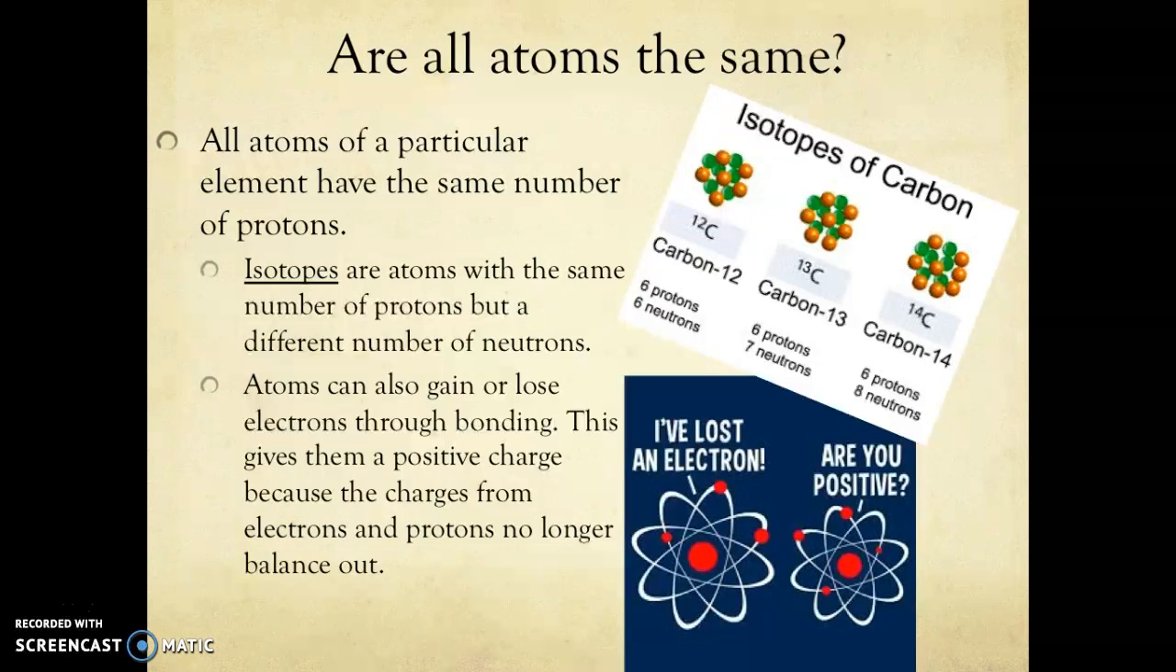Also, atoms can gain or lose electrons. This is what happens during chemical bonds, which we'll talk more about after Thanksgiving break. But just know for now that it is possible to gain or lose electrons. This will give the atom a positive charge because now there are fewer electrons, which are negatively charged. There are fewer negative charged particles than there are positive now. So electrons and protons, when they don't balance out, we end up with a charge.